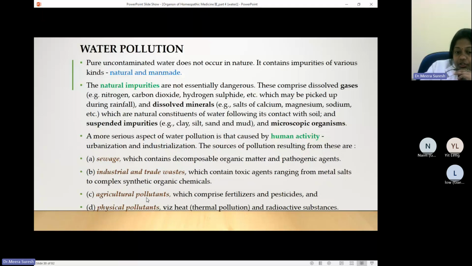It can be agricultural pollutants, especially when fertilizers and pesticides are used, that may also wash off and bring about pollution. Then the physical pollutants, for example the heat, the thermal pollution, and also the radioactive substances. So these are the man-made pollution, and this is essentially dangerous.